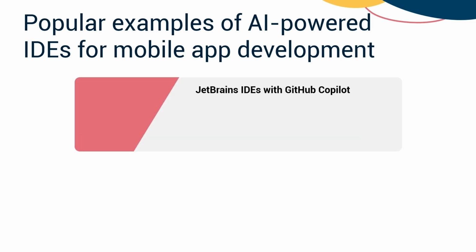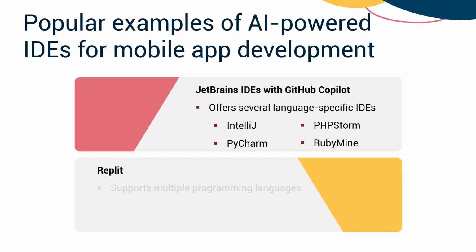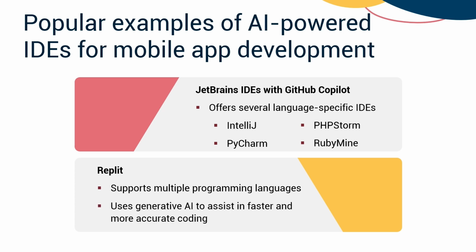JetBrains IDEs with GitHub Copilot. JetBrains offers several language-specific IDEs, including IntelliJ IDEA, PyCharm, PhpStorm, and RubyMine, with many developers integrating GitHub Copilot to boost coding efficiency. Replit, a versatile IDE supporting multiple programming languages. Replit uses generative AI to assist in faster and more accurate coding, along with features for collaborative coding.